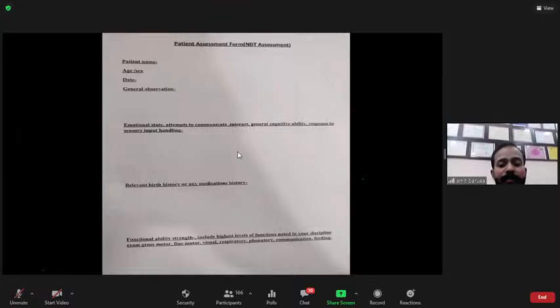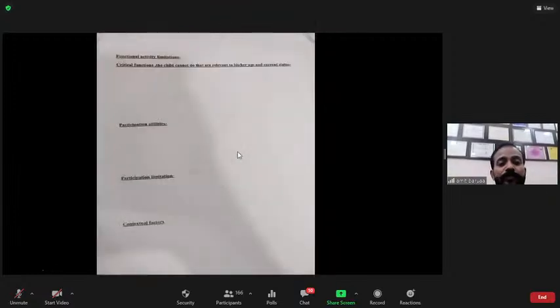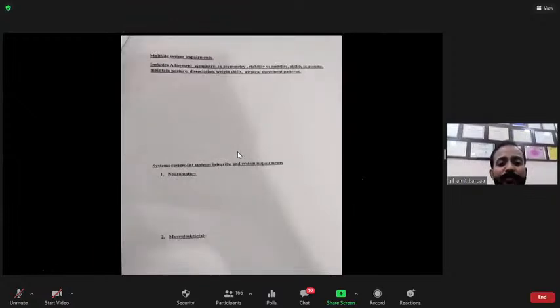Then the last line is about functional ability, which is more about the activity and activity limitation that we have to write down. The functional limitation is what he can't do, which I already explained. Participation is what he can do. I always write down the positive part first and then the limitation. Contextual factors, all this I'm talking about is the ICF.